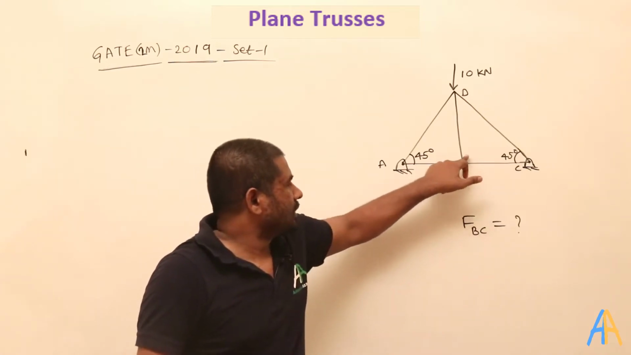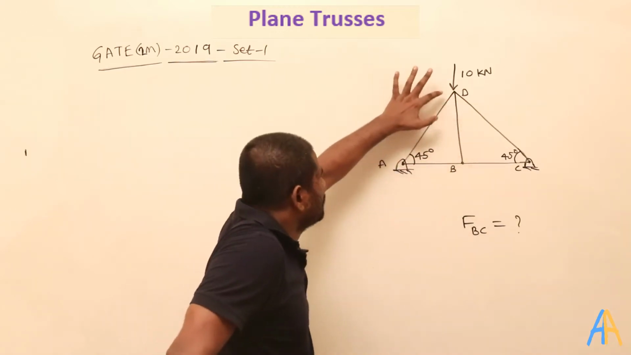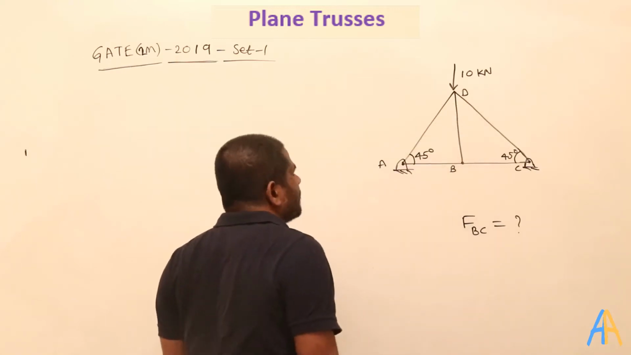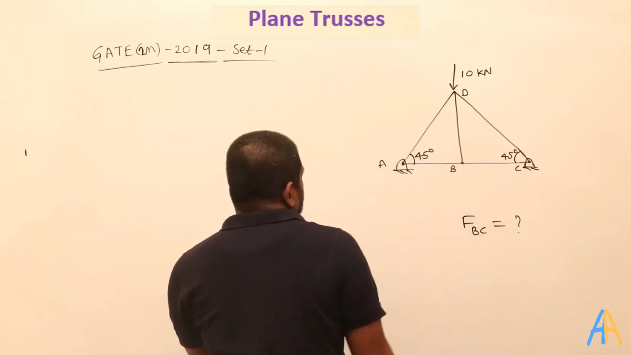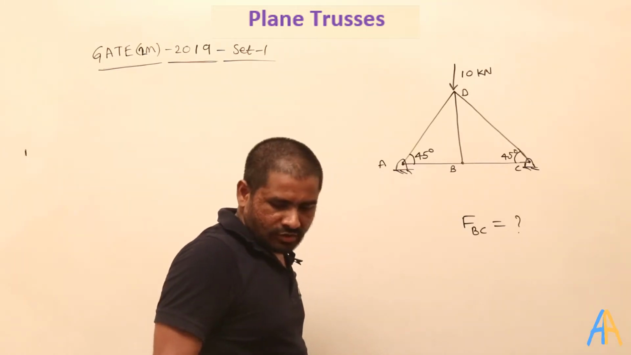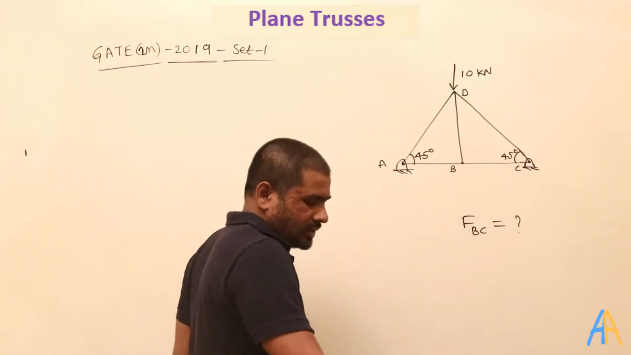You have collinear members here and this is perpendicular to that. Whenever you have the triangle, these two will take the load, it won't go to the middle one. But anyway they are asking for BC. So when they are asking for BC, how will you find it? You need to know the reaction force at C.